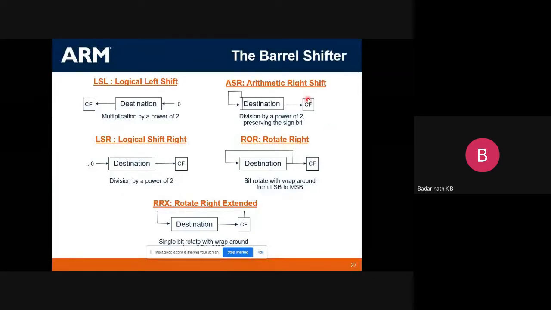So this is the meaning of arithmetic shift right and logical shift right. The only thing is, one is used for unsigned numbers, the other is used for signed numbers. So whenever you use signed numbers, you manipulate them, you don't want to lose the sign of a number. That is why we use the sign of a number like this.